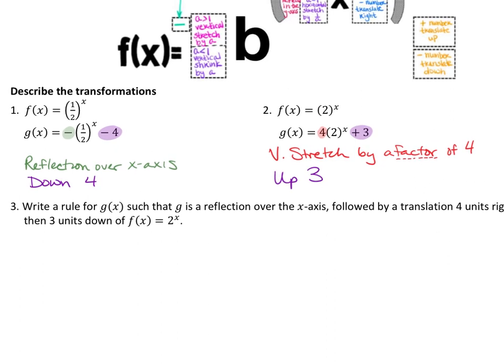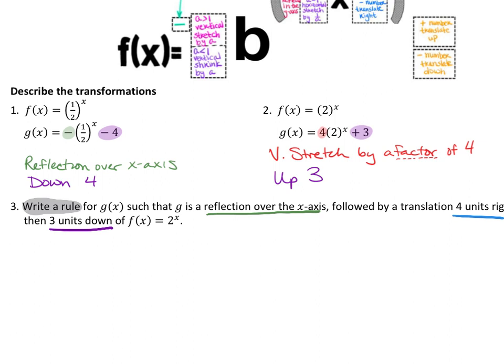which asks you not only to describe it, but to write a rule, which means write an equation. We want to write an equation such that g of x, that's the name of the function g, is a reflection over the x-axis, followed by a translation 4 units to the right, and then 3 units down, of the function f of x equal to 2 raised to the x power.